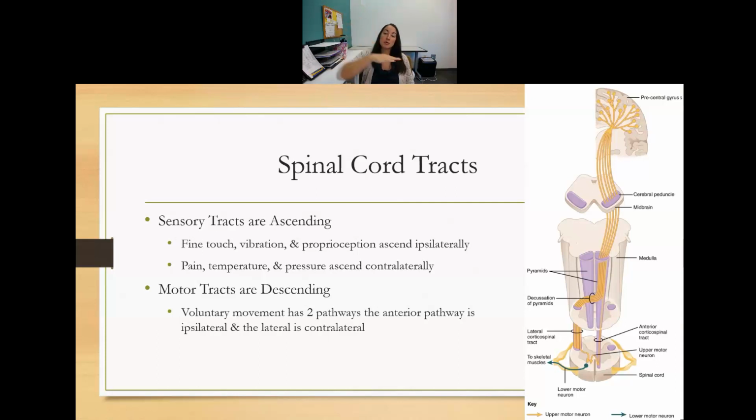And that's going to be important when we determine how a spinal cord injury affects a patient and learning the effects of the spinal cord injury. It matters where it has ascended or descended on what will be affected.